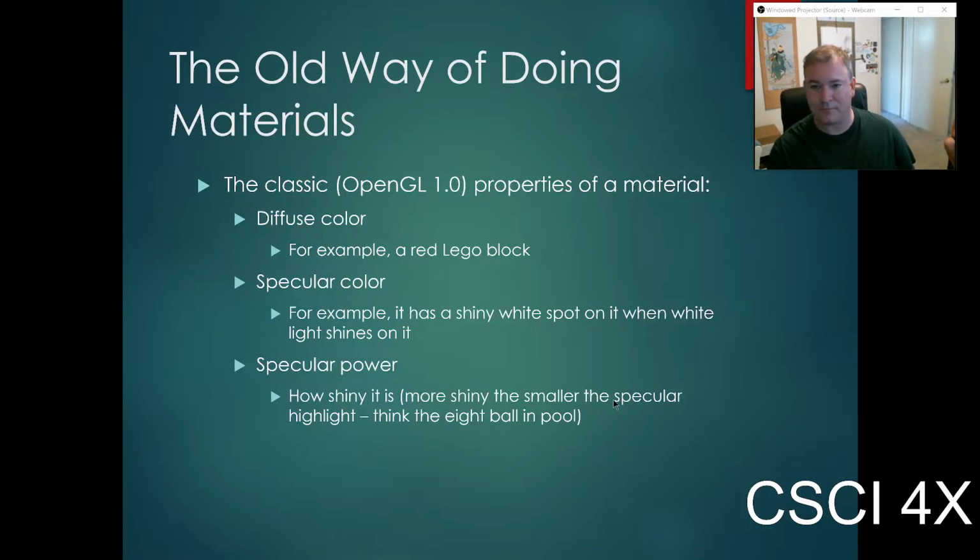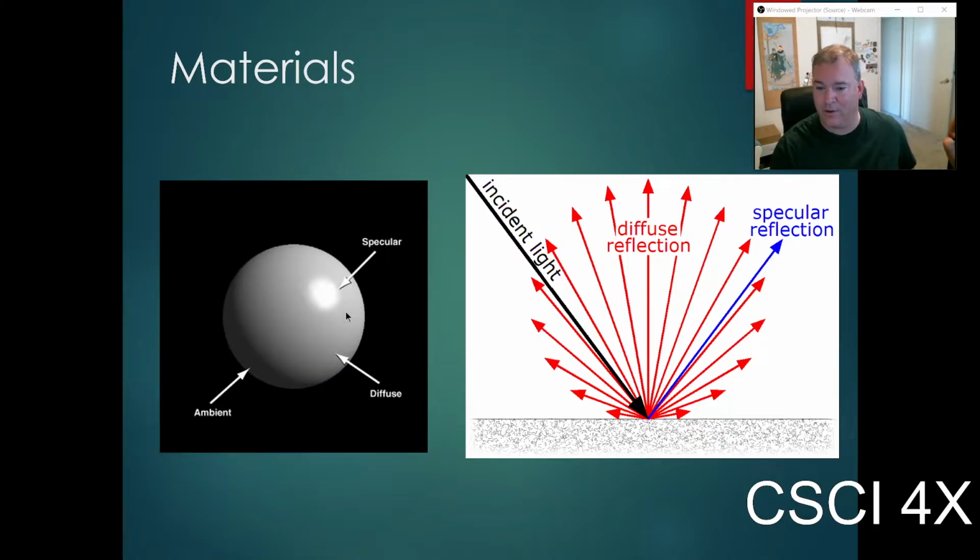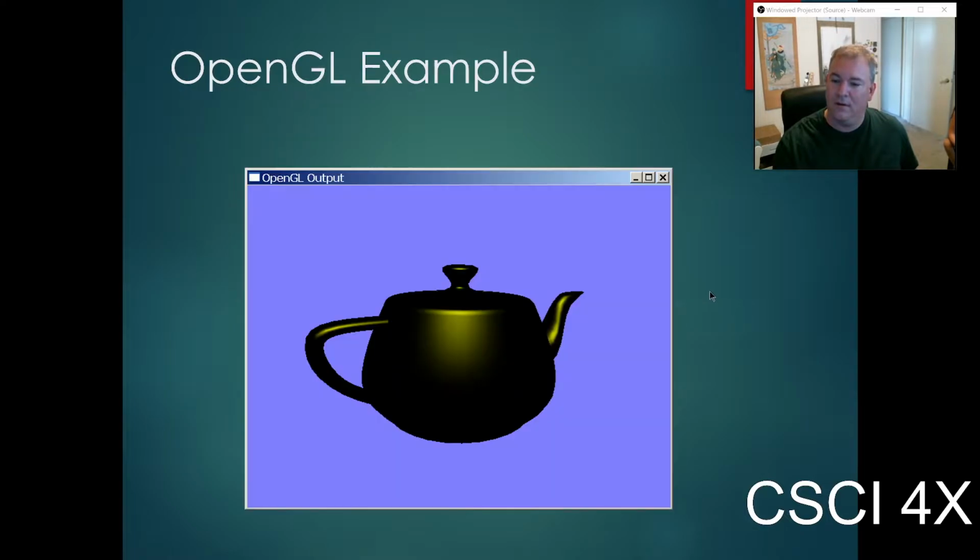Okay. And so you have the diffuse color, specular color. Specular power is how sharp the specular highlight is. The narrower it is, the smoother the surface. Yeah, this is what 3D graphics looked like when I was in college.